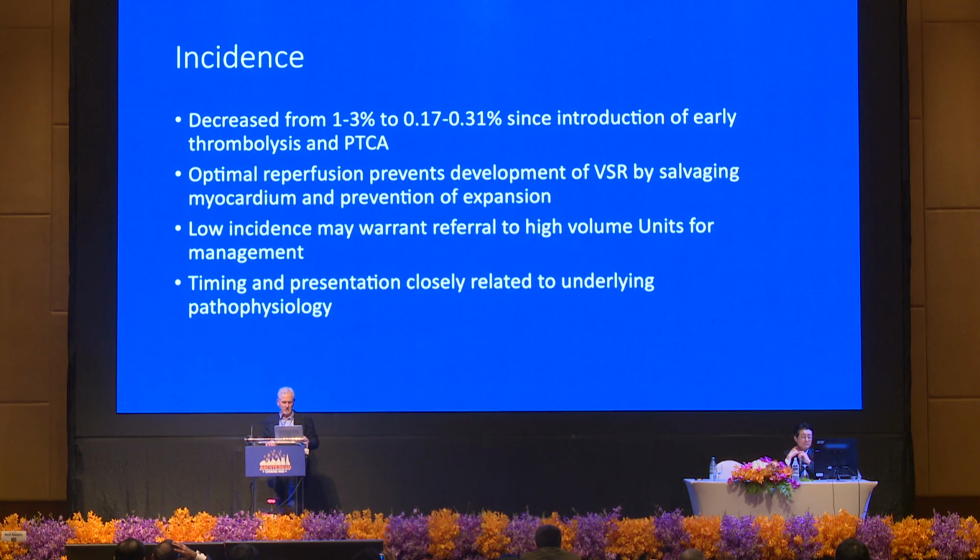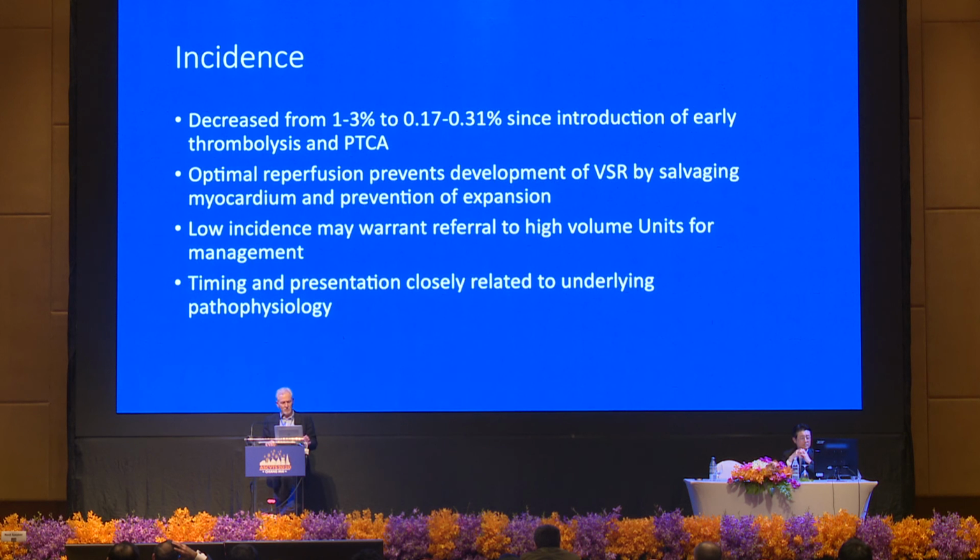So the incidence of post-infarct VSD is actually decreasing. The surgical texts will still tell you it's 1 to 2 to 3%, but really it's now down to 1 to 0.3%. And that's really because of early thrombolysis. In Queensland, where I live, thrombolysis is so successful in managing acute myocardial infarctions that we hardly see LV aneurysms or this complication in this day and age, which in a way is a good thing because they're difficult to manage, but in a way a bad thing because numbers are down. And you'll see there's a statement that I make that this should warrant referral to high volume units that manage these patients, because they can be quite difficult to manage successfully.